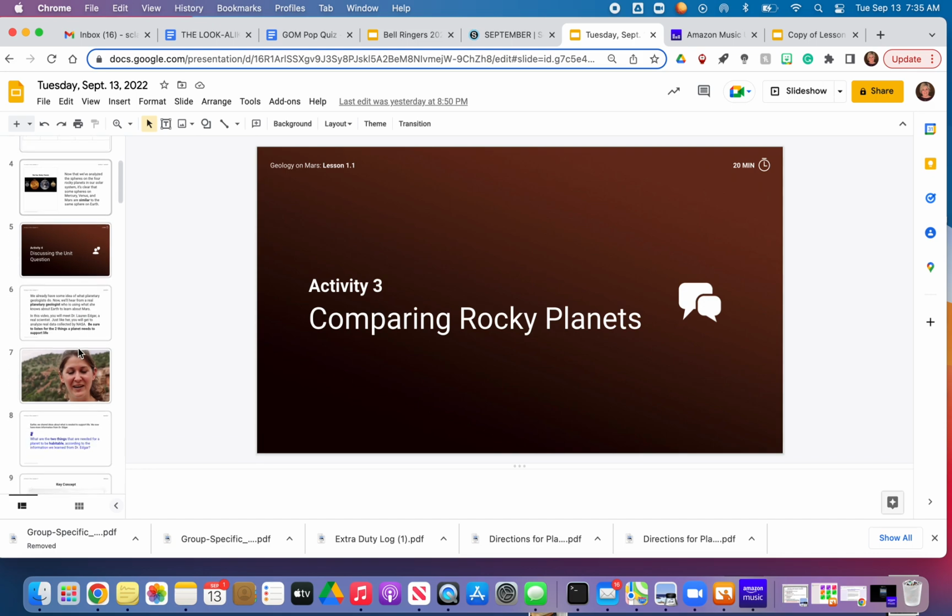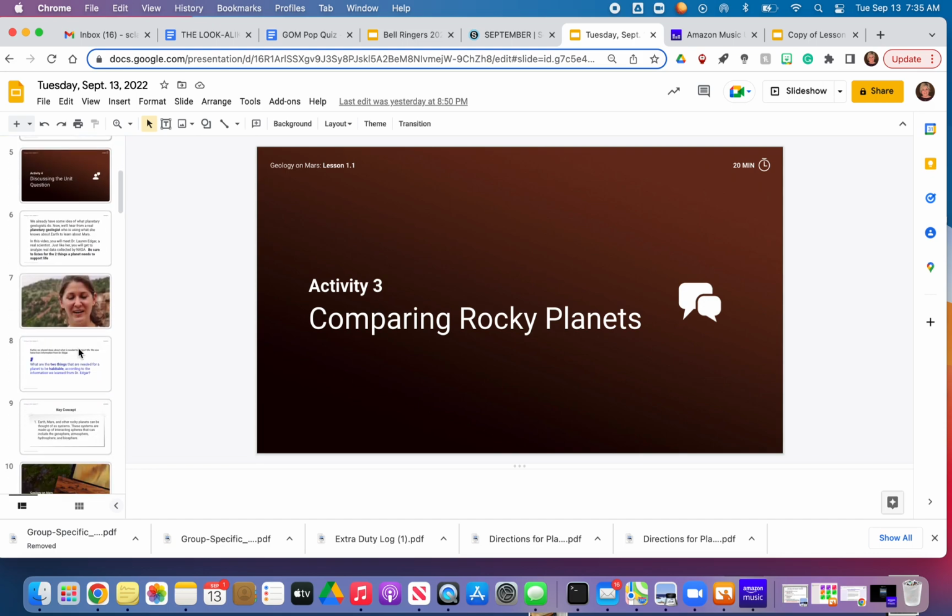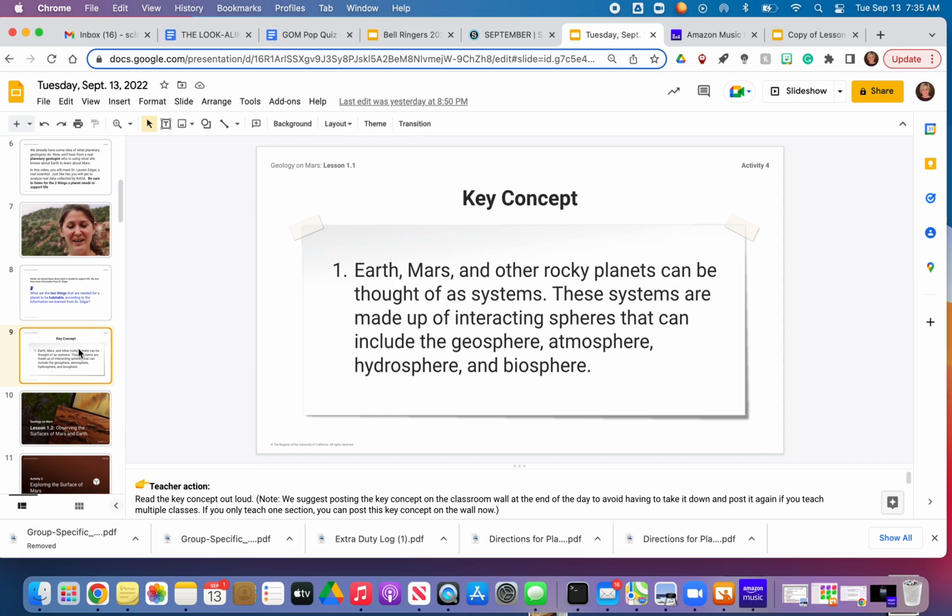First of all, if you haven't already, I want you to make sure that you have key concept number 1. Key concept number 1 says Earth, Mars, and other rocky planets can be thought of as a system. These systems are made up of interacting spheres that can include the geosphere, atmosphere, hydrosphere, and biosphere. So on your graphic organizer, key concept number 1, you're going to write this in.